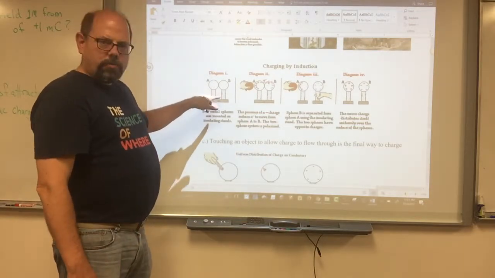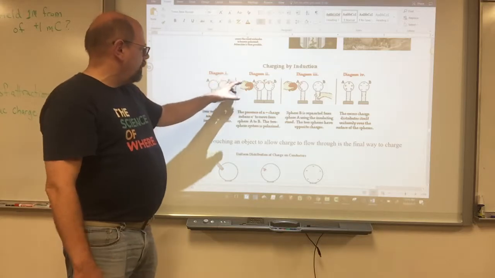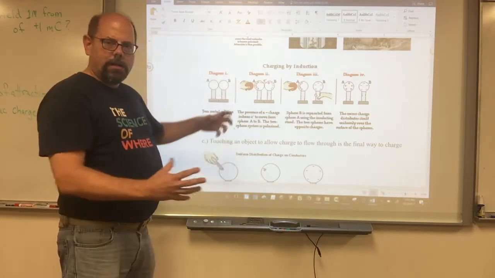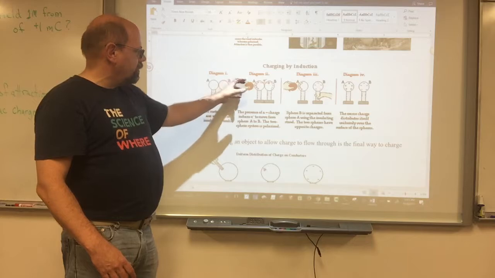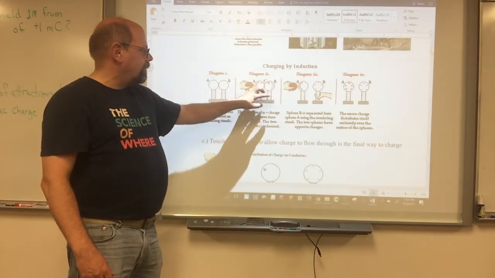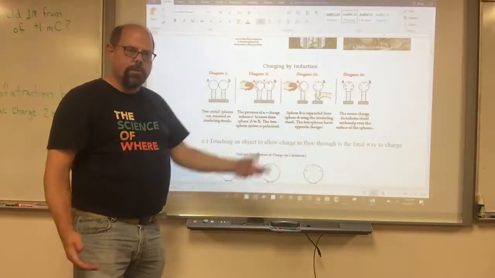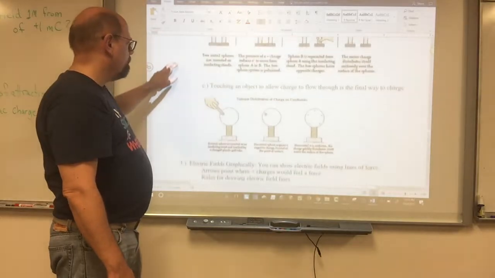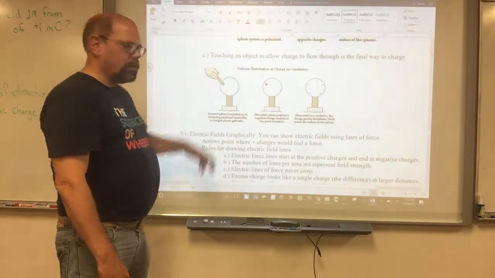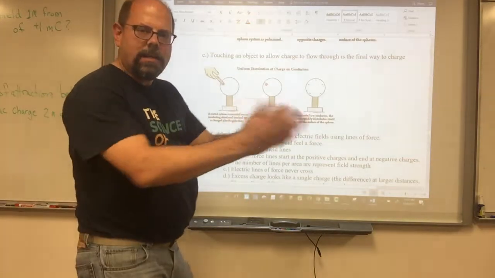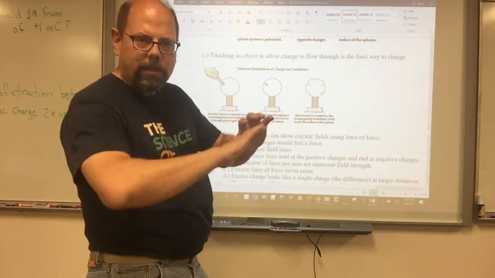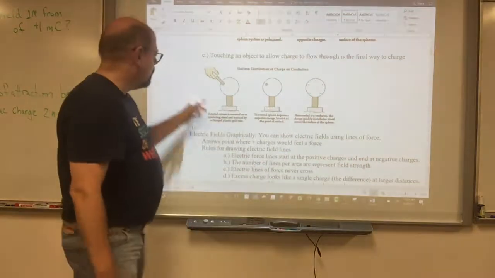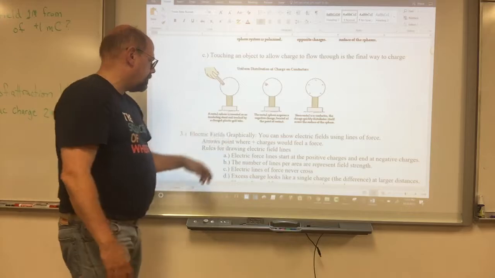One last way I'll just mention real quick is induction. You can take a balloon, and if you have two metal spheres that are touching each other, you could put this balloon close, which would scare the electrons away, and then when you separate the two, one's got a plus charge, one's got a minus charge. And finally, you could charge up something like that balloon and physically touch a metal conductor, and those electrons would then cover the surface. They would just work their way across the surface, and that happens pretty quickly.